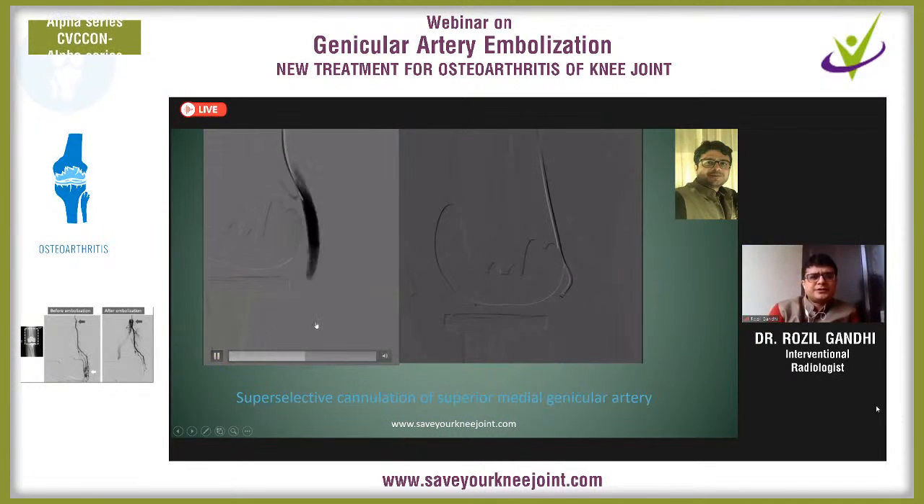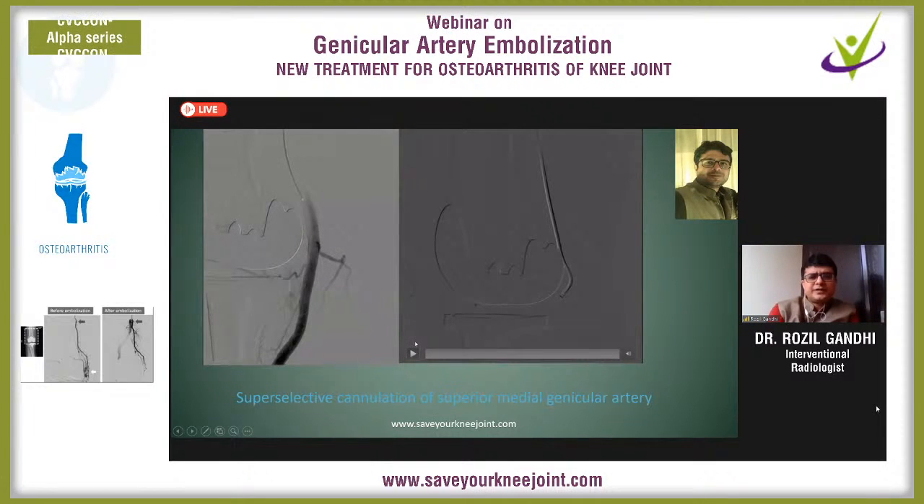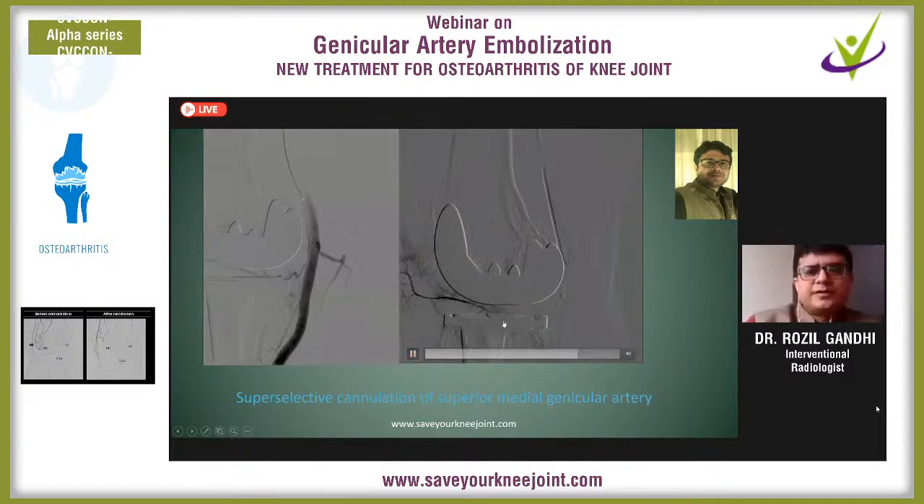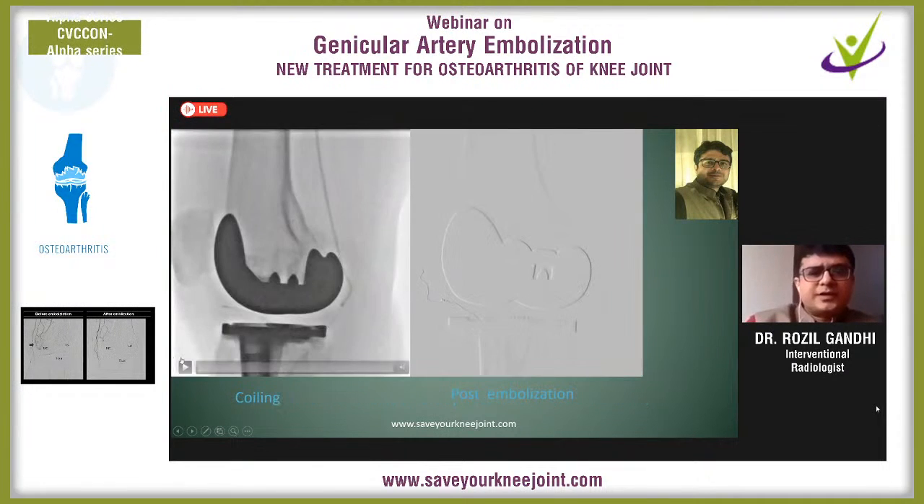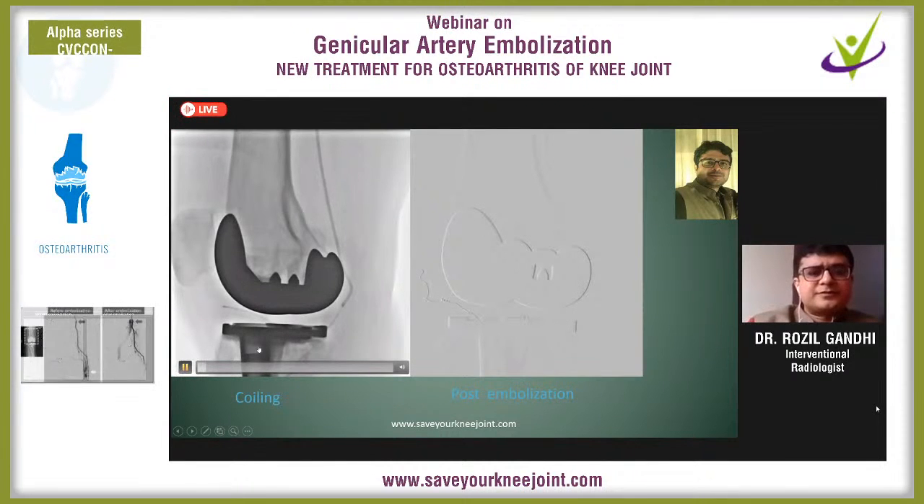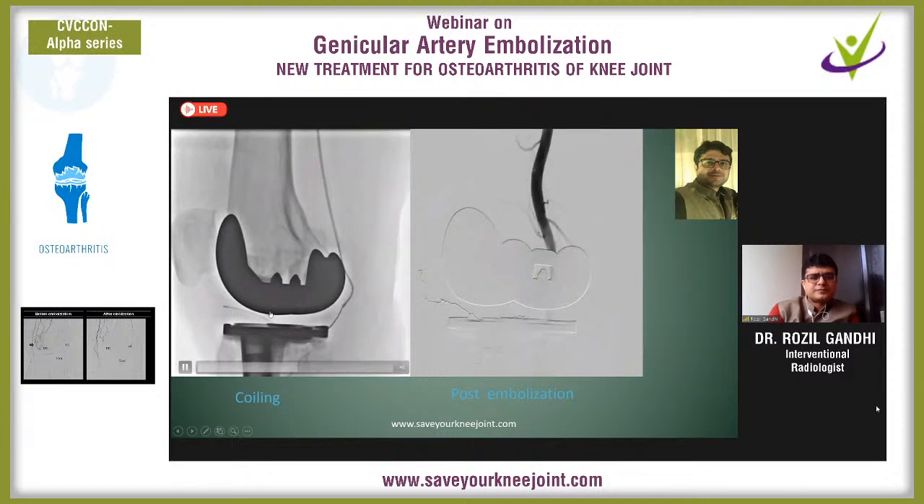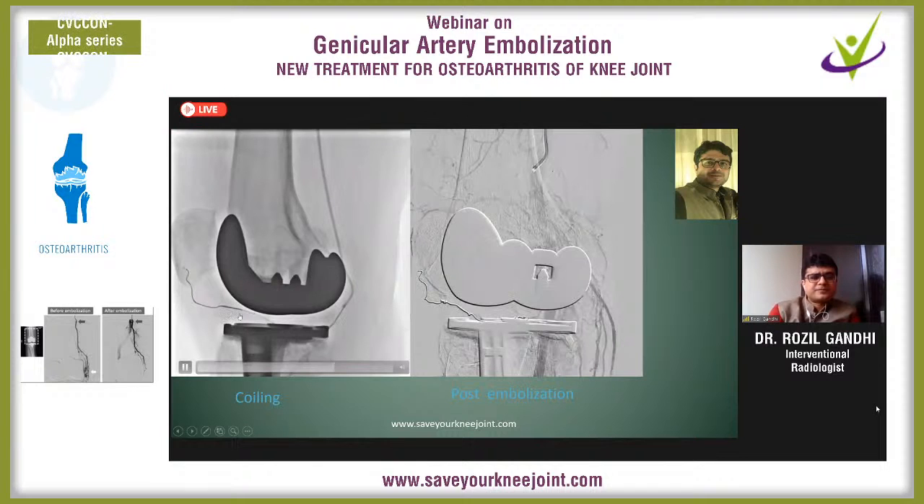Super selective cannulation, coming very near to the artery, and this is inside the artery. Typical blush, and this is how we insert a coil. We push the coil through the microcatheter. This is the microcatheter. It is through the diagnostic catheter. The coil is pushed here on the left side image, into the artery.